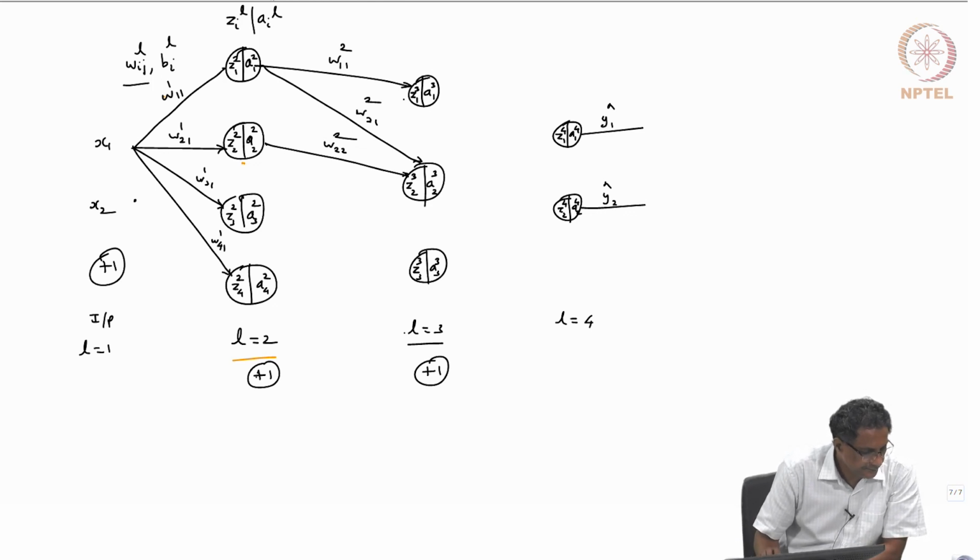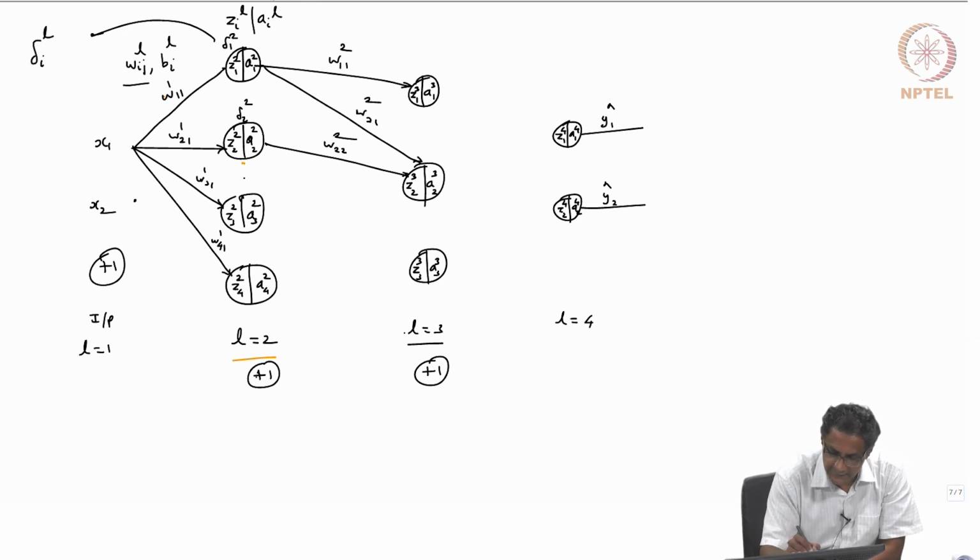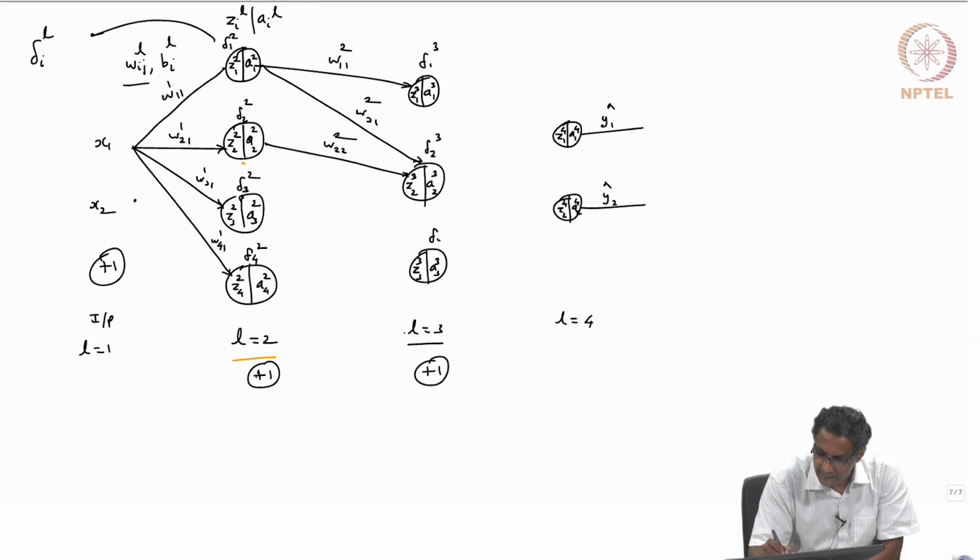Then finally, I am going to write something as delta 1 2, delta 2 2. All of these are delta_i^L. And then this will be delta 3 2, delta 4 2. Similarly, this will be delta 1 3, delta 2 3, delta 3 3, and then delta 1 4 and delta 2 4.